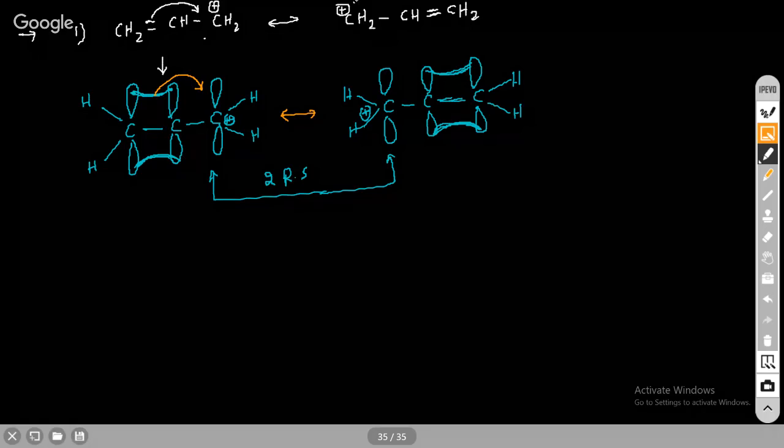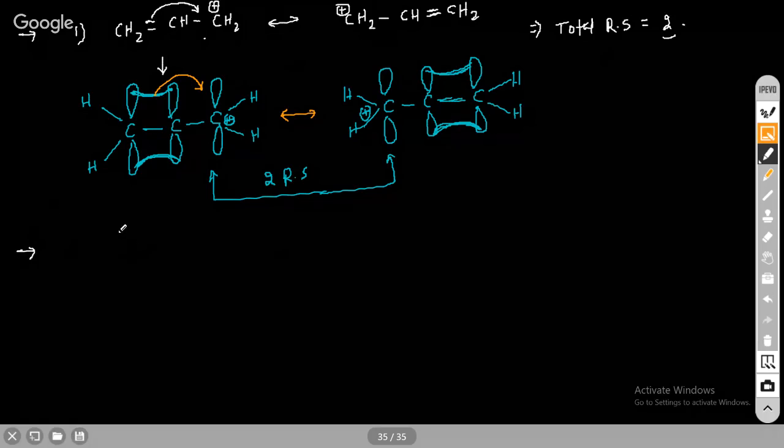Understood? So this is the orbital diagram I have drawn here to make you understand. But this you don't have to draw in the exam. Just do it like this, shifting, and you'll get that. So if I ask you how many RS are possible for this, the total number of resonating structures is 2, right? This also they ask sometimes in the exam. For this molecule, how many resonating structures can we draw, right?